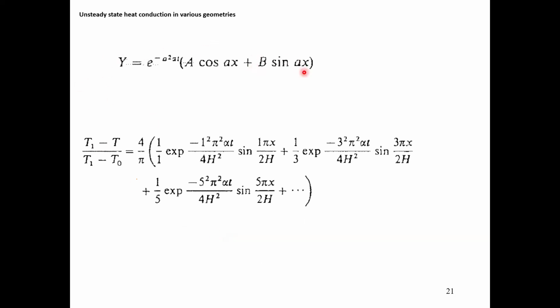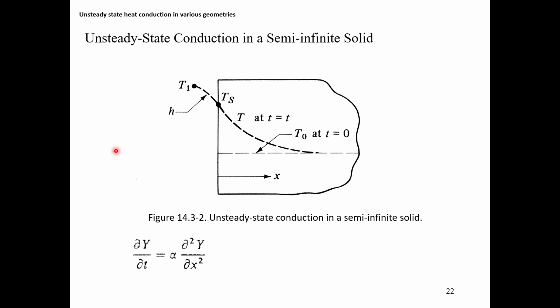Initially you get this equation with A and B as constants. You can apply your boundary conditions, solve for A and B, and you get this analytical solution, where you can substitute any time t at any x that you are interested in, and you can get your temperature. So this is your analytical solution for the second case of unsteady state heat conduction.